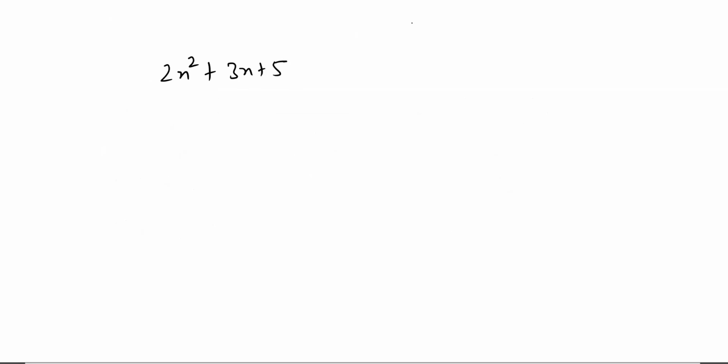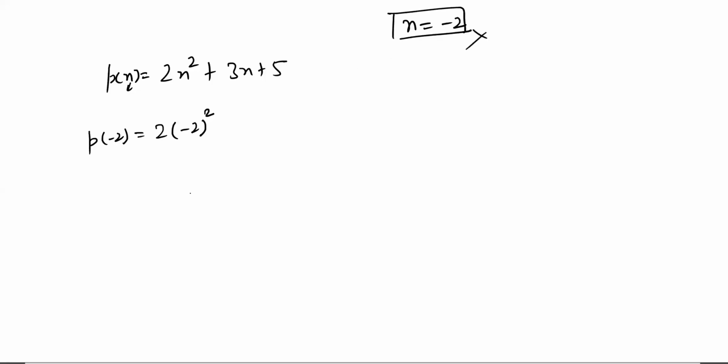If I'm saying, check whether x equals -2 is a zero of this polynomial, so I put the value of -2 in this equation, where p(x) is given to you. Put the value of x as -2, and if you get the answer 0 by putting -2, then x equals -2 is a zero of the polynomial. If you did not get 0, it is not a zero of the polynomial.